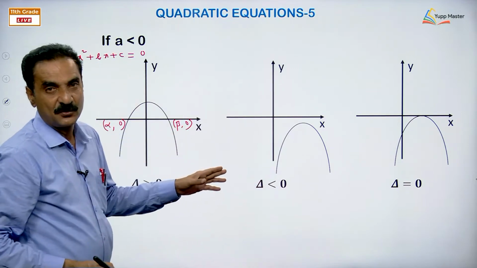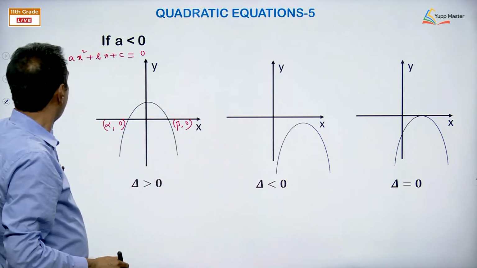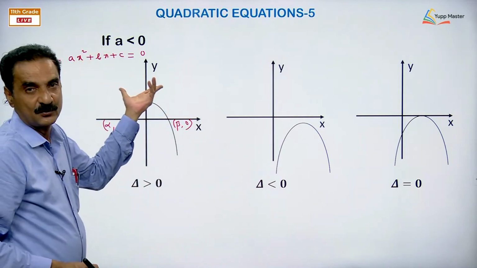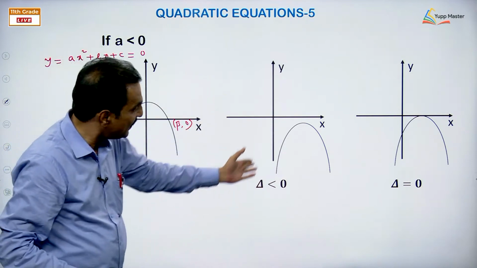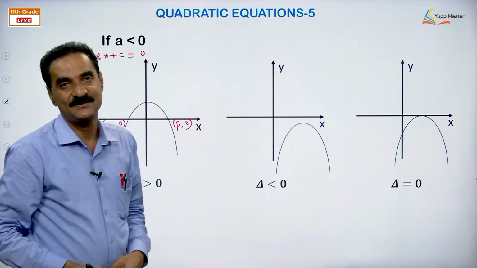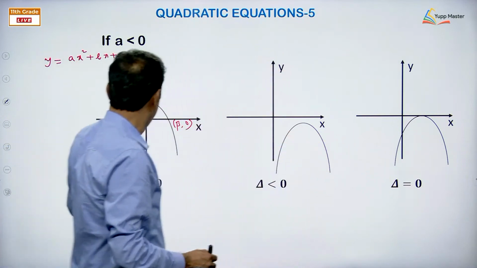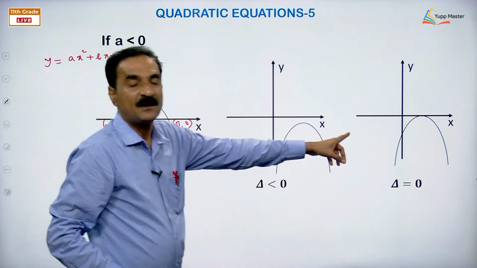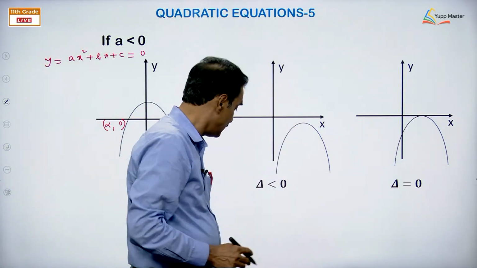If delta is negative, then the graph does not intersect the x-axis, because if you put y is equal to 0, you are not getting real roots, you are getting non-real or imaginary roots. Then the graph will be completely below the x-axis. If delta is equal to 0, then these two points coincide, then the graph touches the x-axis at its vertex.